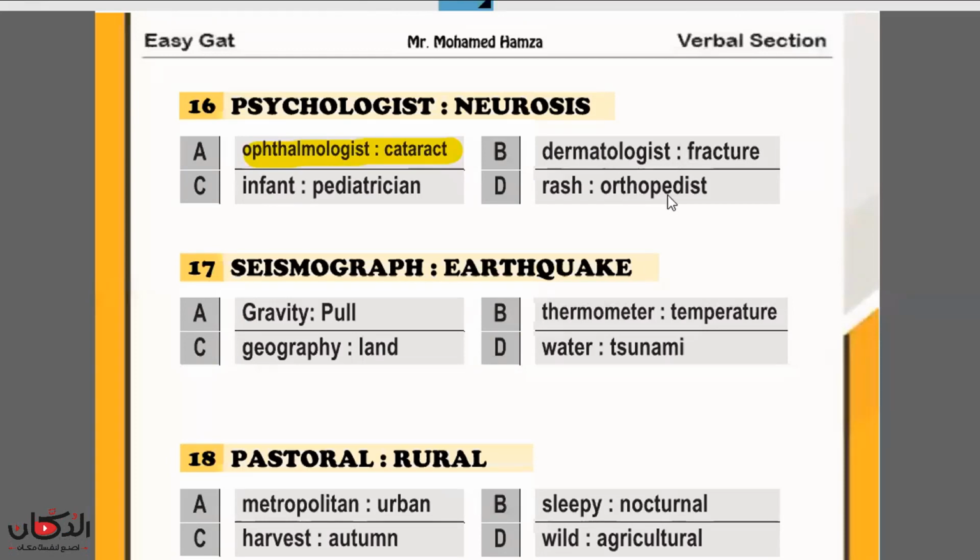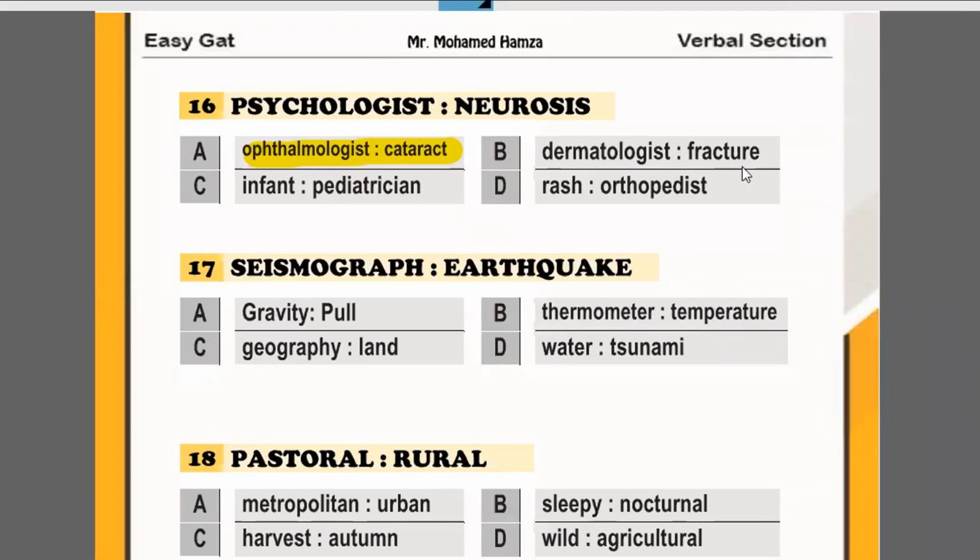And why it's not C or D? Because it's not in the right order. An infant is a kid, and a pediatrician is not in the right order. They are in the opposite order. If we switch it, it'll be correct. So they already have a similar relationship, but the problem is that they are in the opposite order. You're right.